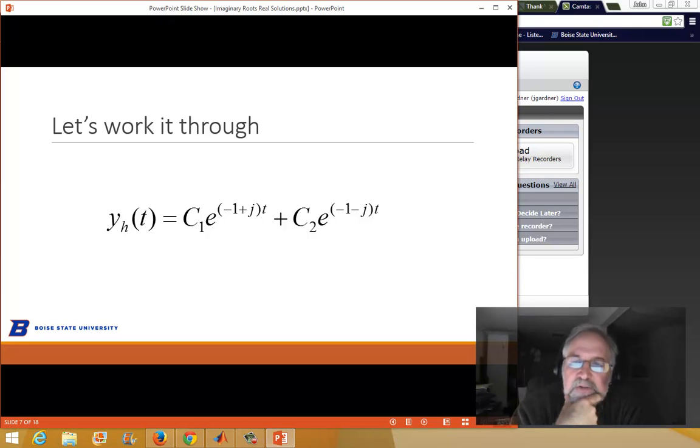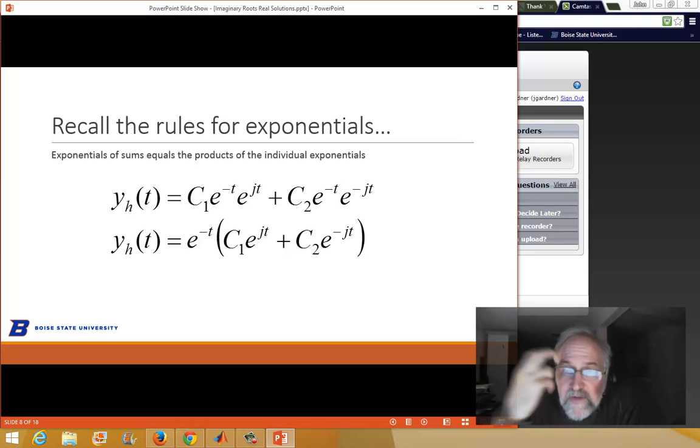The first thing we notice is that we have a sum in those exponents: minus 1 plus j, and minus 1 minus j. If you dig back into what we know about exponentials, we remember that if you have a sum in the exponential, you can factor that out and make it the product of two different exponentials. It looks like that. So e to the minus 1 plus j times t, you can multiply t through so it's in both of those, and then break them out into two separate exponentials.